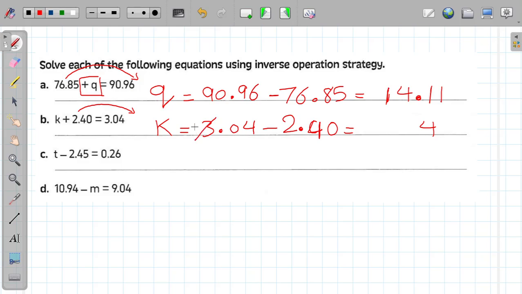so I will borrow from 3, it becomes 2 and 0 becomes 10. 10 minus 4 equals 6, and 2 minus 2 equals 0, so I write the decimal point first and write 0. So the value of K is 6400. Okay, next I have T minus 2.45 equals 0.26.